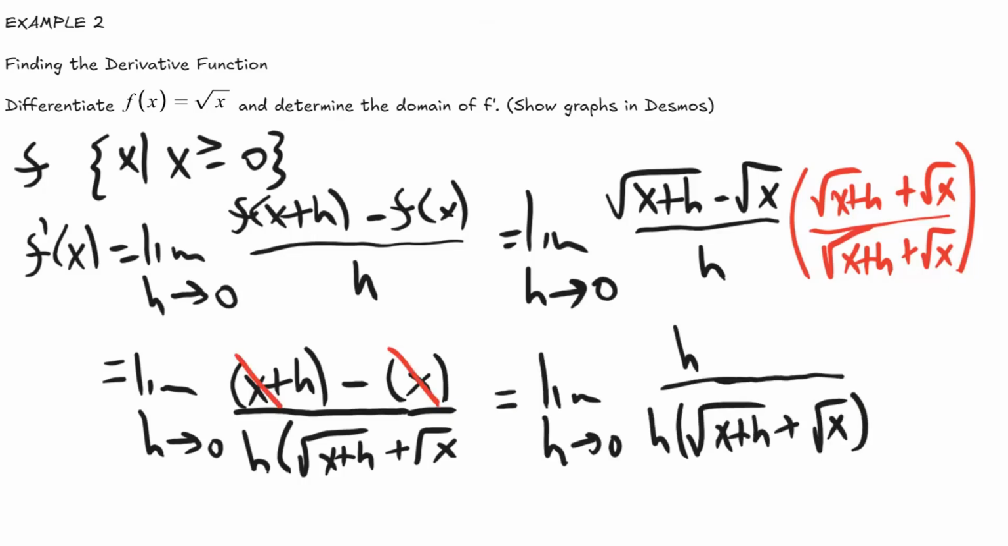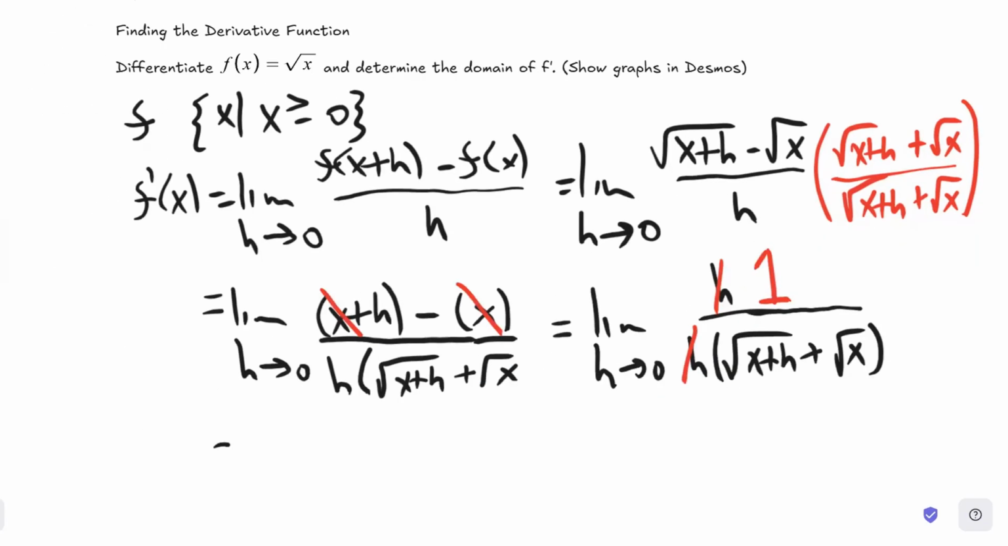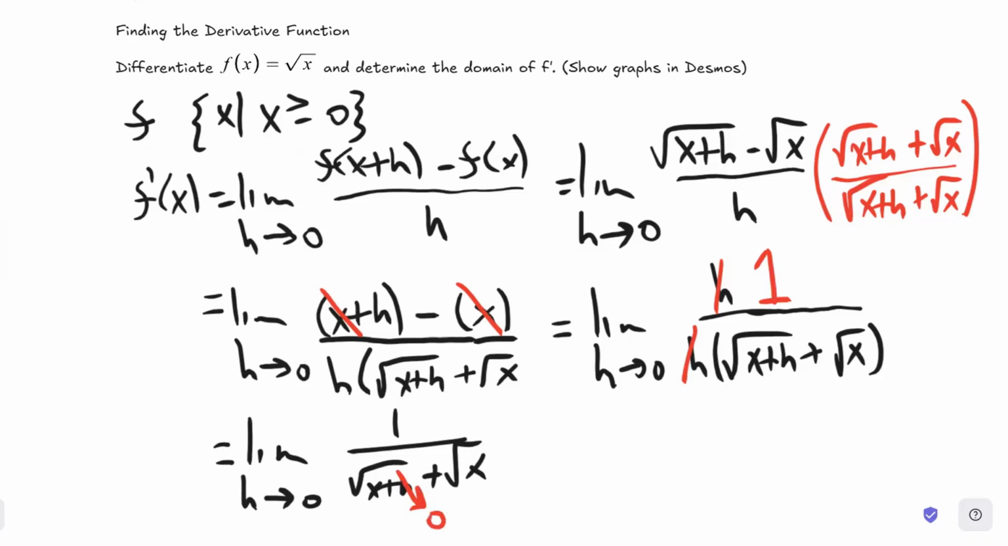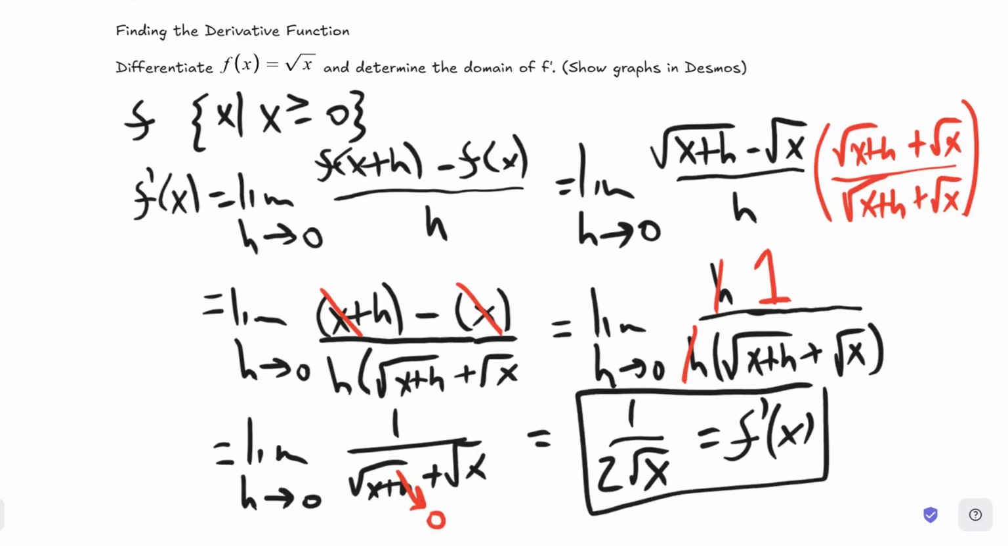Then you can see that the h's will cancel. And be careful here, there's still going to be a 1 in the numerator because h over h cancels to 1. Then if we take the limit as h approaches 0, this would just simplify to 1 over 2 square root x, which is the derivative function. So we could call that f prime of x. Now we'll look at what the graphs look like in Desmos.